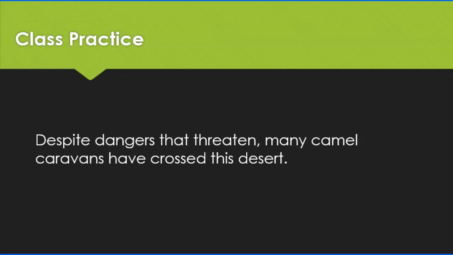Number 8: despite dangers that threaten, many camel caravans have crossed this desert. So again, that clue word, have. And then we had the word crossed there. So with have, we're going to be looking more at this word to help us determine whether it's past perfect or present perfect. But we're going to lean on this word right here, have. And that's going to make it present perfect. Have crossed this desert. The other verb here is threaten, dangers that threaten, and threaten is present.